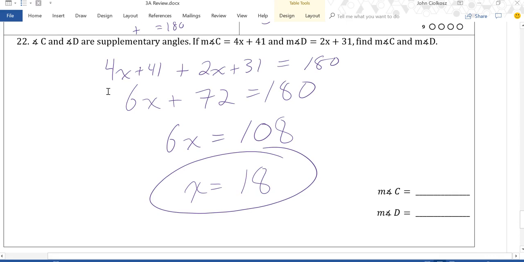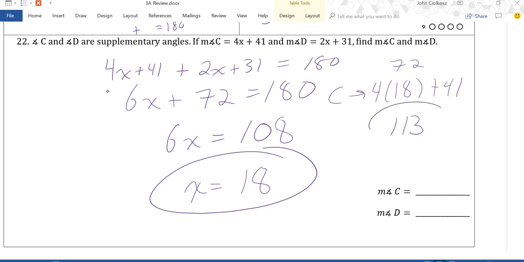Alright, so let's plug in here. Measure of angle C. For C, we plug back in: 4 times 18 plus 41. So 4 times 18 is 72, plus 41, and I add these together, that gives me 113 degrees. Good. Moving on to the next one here for D.